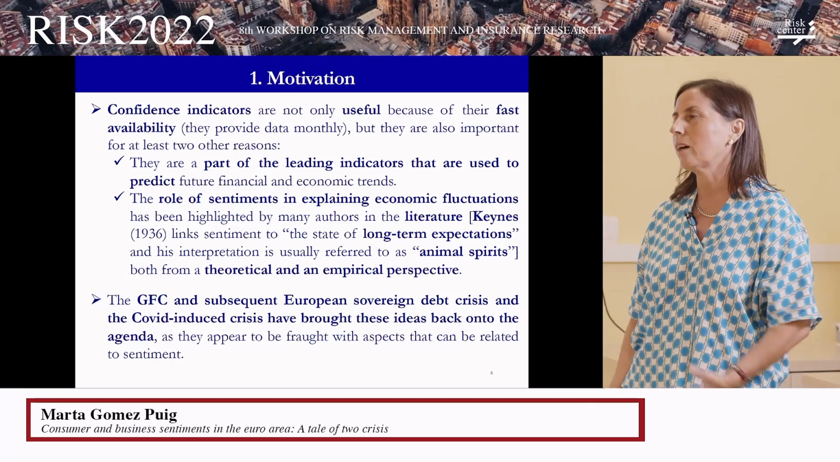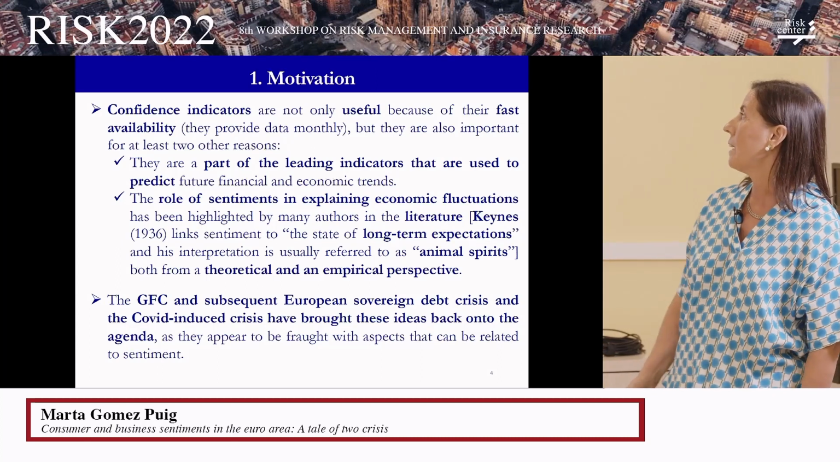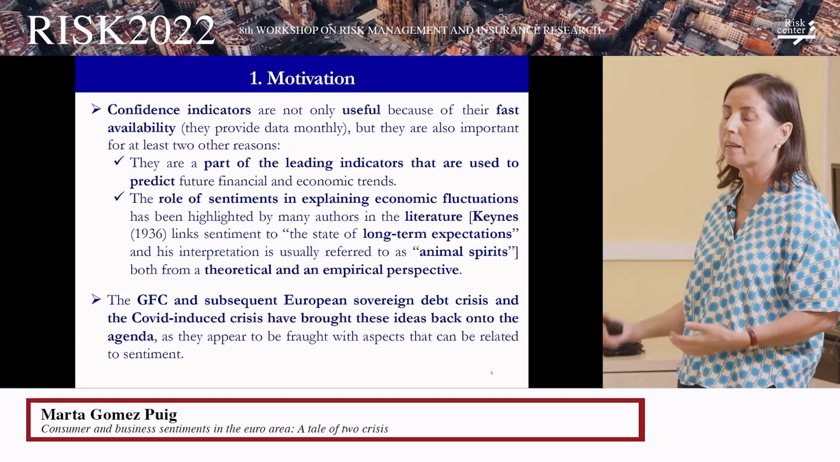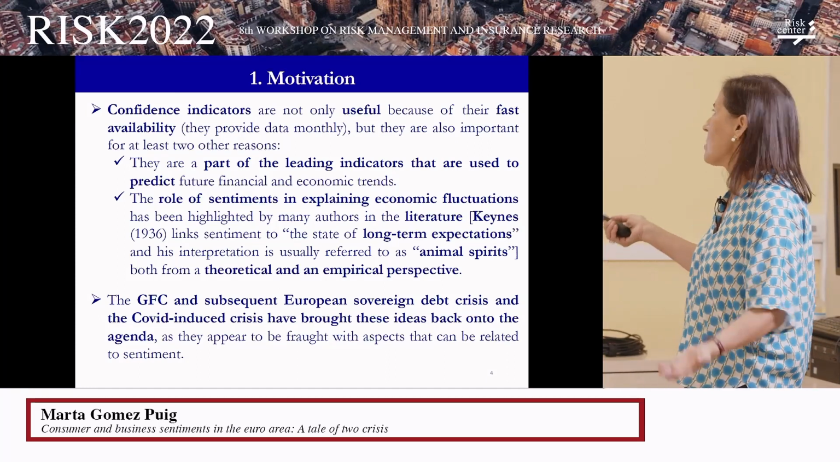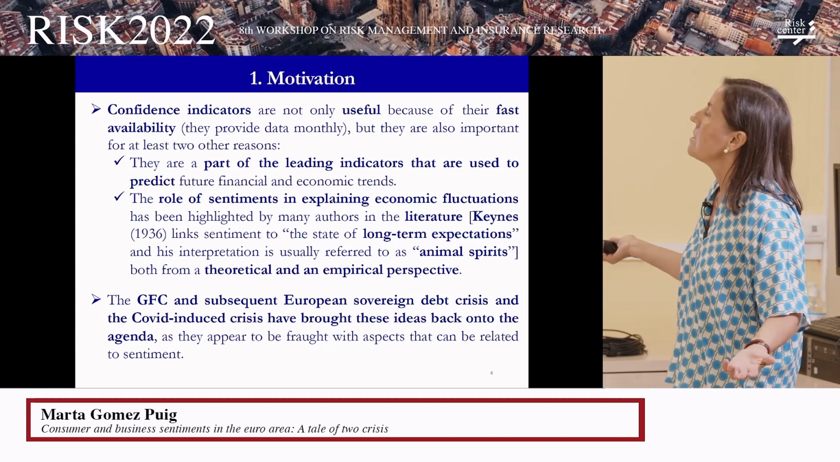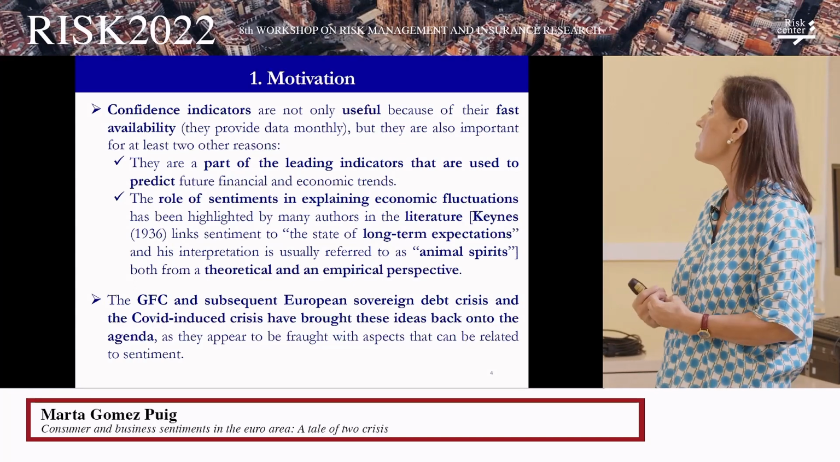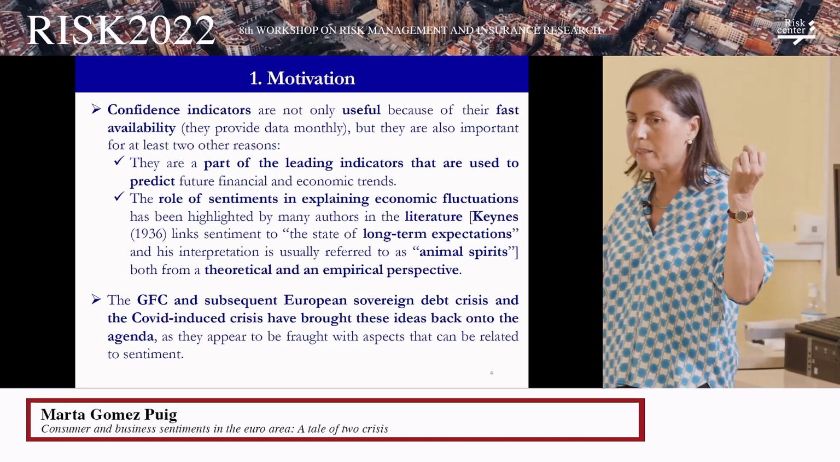And second, the role of sentiments in explaining economic fluctuations has been highlighted by many authors in the literature, both from a theoretical and an empirical perspective. For instance, we can mention the paper by Keynes, 1936, where he links sentiment to the state of long-term expectations, and his interpretation is usually referred to as animal spirits.